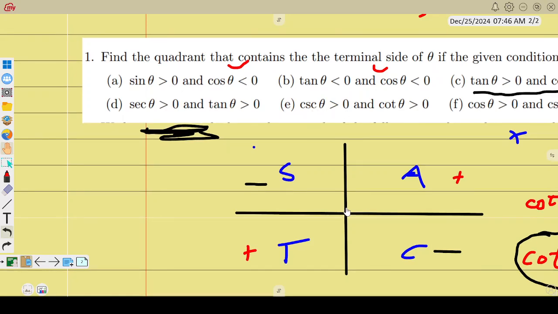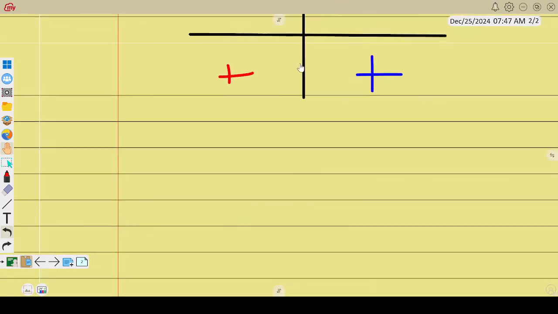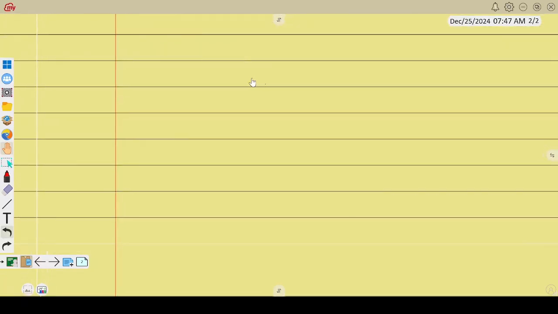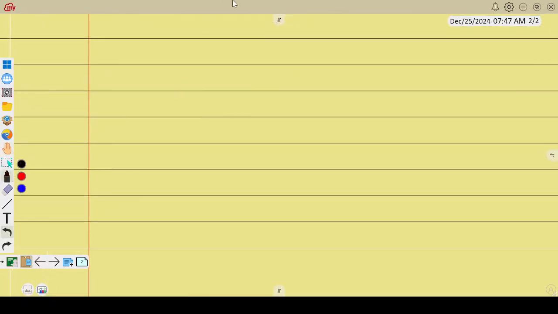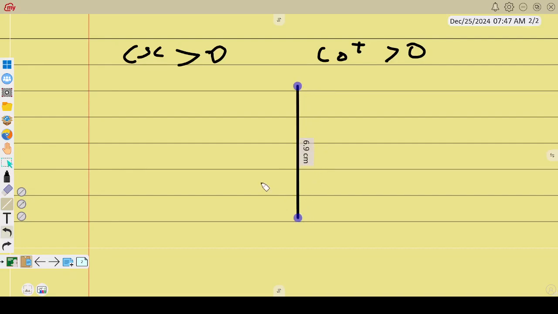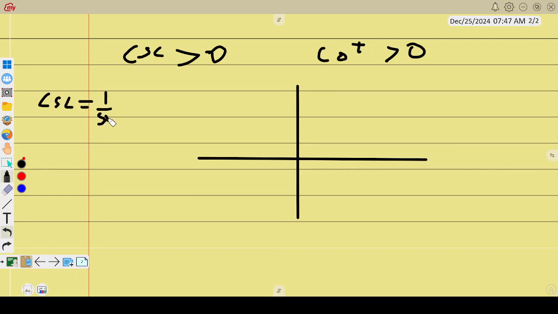Cosec greater than 0 and cot greater than 0. So I've finally answered the whole question 1 for the tutorial sheet. So cosec greater than 0 and cot is greater than 0 as well. So we draw our plane. Where is cosec greater than 0? Remember, cosec is related to sine. Cosec is 1 over sine. Here they have said greater than 0, meaning it should be positive.